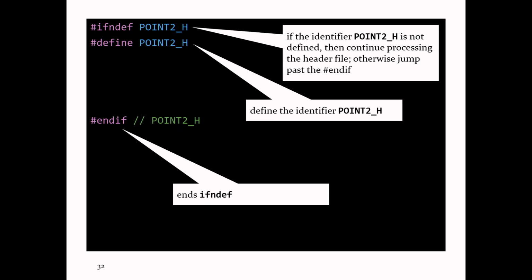And now every time the preprocessor tries to include this header file, it sees that POINT2_H is defined, so ifndef is false, and it just ends up down here. So in other words, the preprocessor will not include this header file in a file twice. So that's the structure of an include guard.